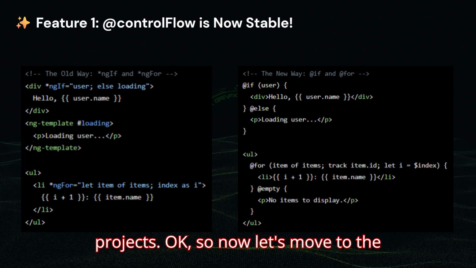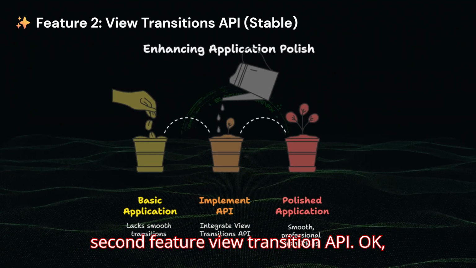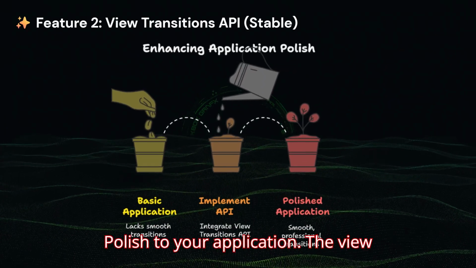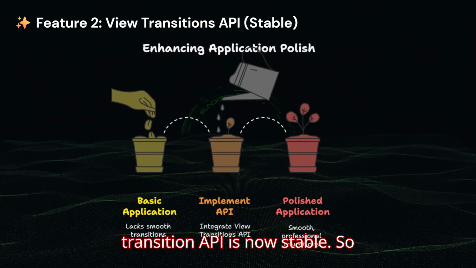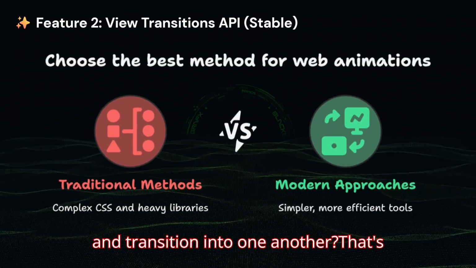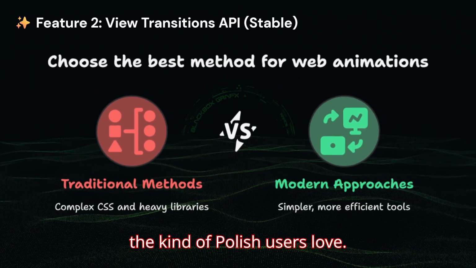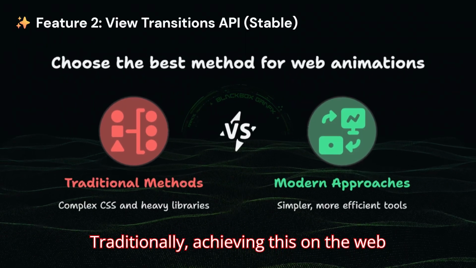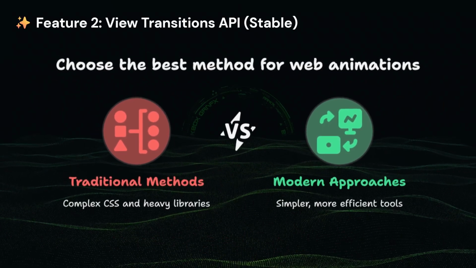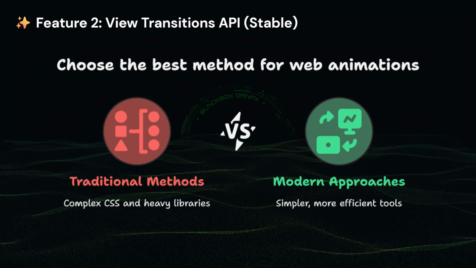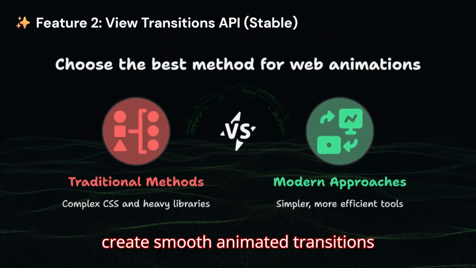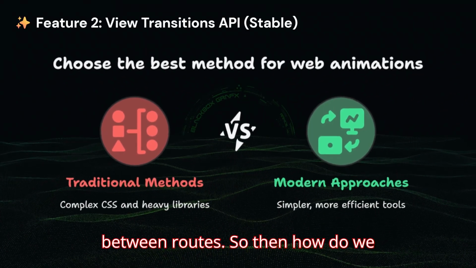Now let's move to the second feature, the view transition API. Next up, something that will add a layer of professional polish to your application. The view transition API is now stable. Have you ever used a mobile app and noticed how smoothly the screens animate and transition into one another? That's the kind of polish users love. Traditionally, achieving this on the web required complex CSS or bringing in heavy animation libraries. Not anymore. The view transition API is a web standard that Angular now supports natively, making it incredibly easy to create smooth animated transitions between routes.